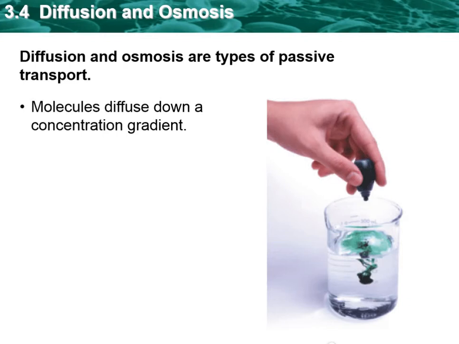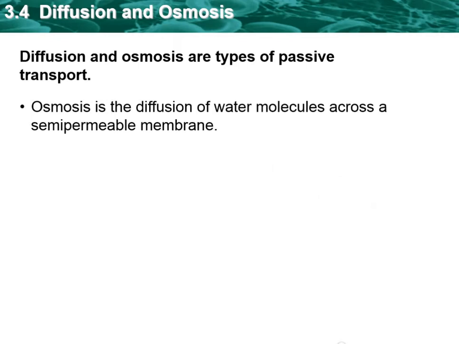So molecules diffuse down a concentration gradient. That's what I just drew on the last page, where it goes from high concentration to low concentration. Osmosis is the diffusion of water across a semi-permeable membrane. I already said that water is not going to easily go through because those hydrophobic tails of our cell membranes don't want to be in contact with water. So we need a channel to form, and that's what's known as the aquaporin.